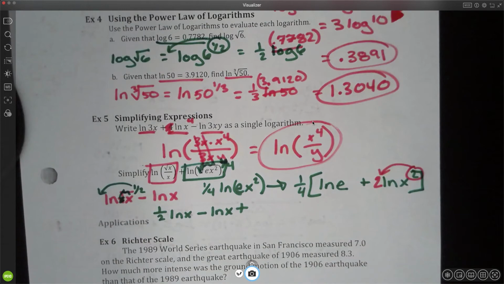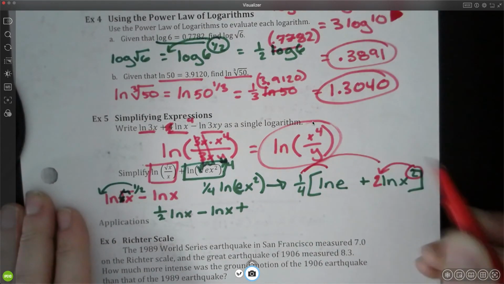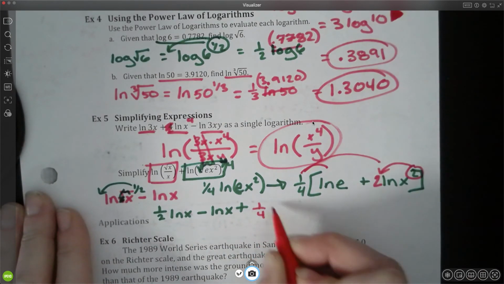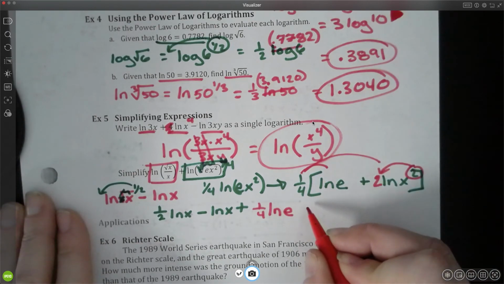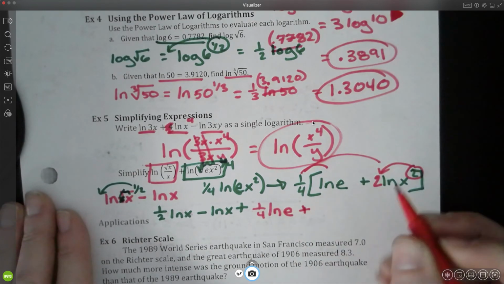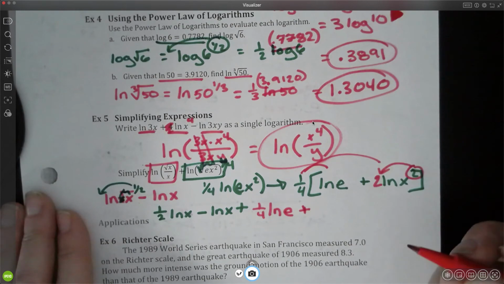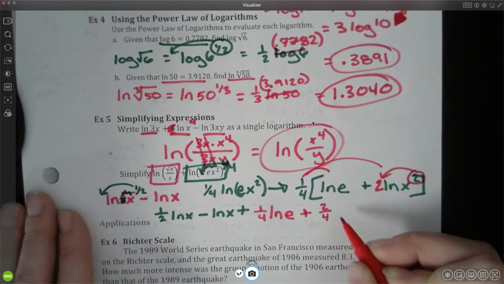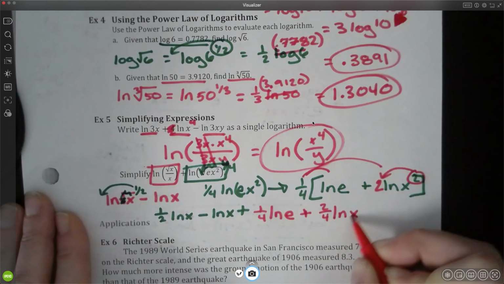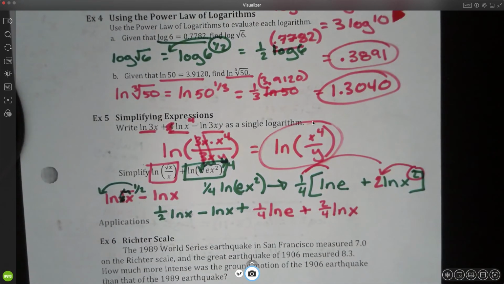Okay, so now let's distribute the 1/4 through. So this is 1/4 ln e and 1/4 times 2. What's that make? 1/4 times 2 is 2/4, or 1/2, right? I'll write it as 2/4 ln x. So we distribute the 1/4 through. This one's harder, but the things are going to cancel so nice. All of the ln x is canceled.